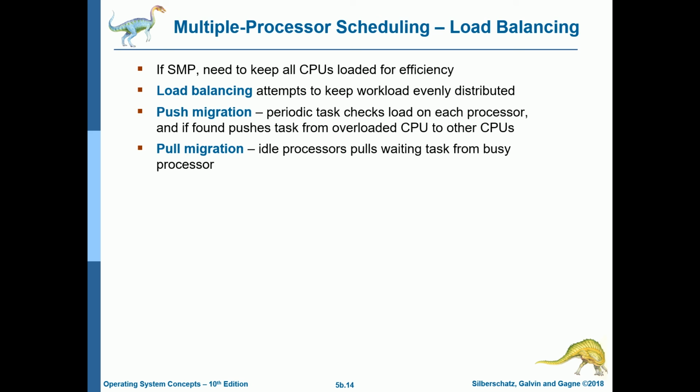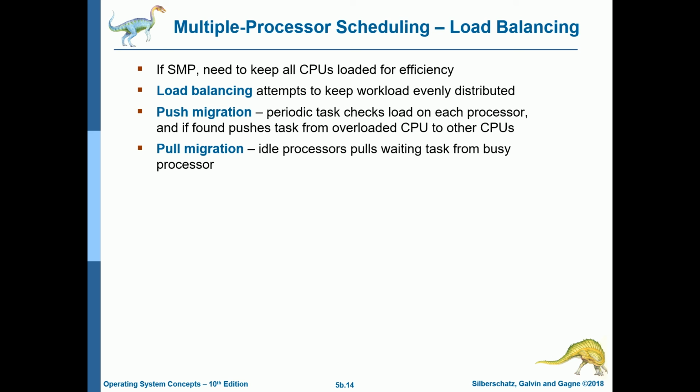It is important to note that load balancing is typically necessary only on systems where each processor has its own private ready queue of eligible threads to execute. On the other side, on systems with a common run queue, load balancing is unnecessary, because when one processor becomes idle, it immediately extracts a runnable thread from the common ready queue. There are two general approaches to load balancing: push migration and pull migration.